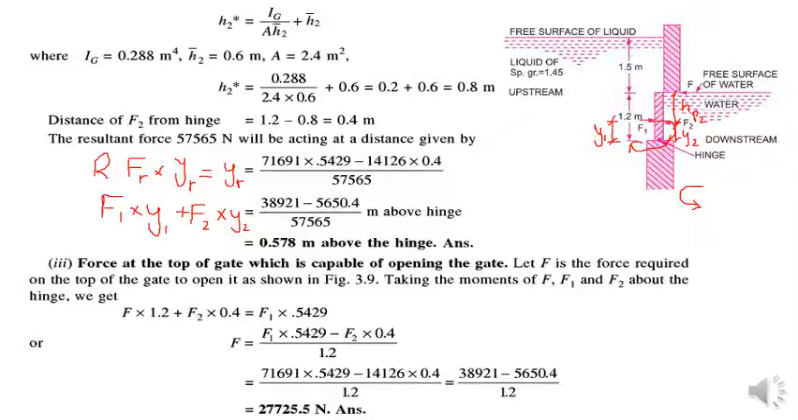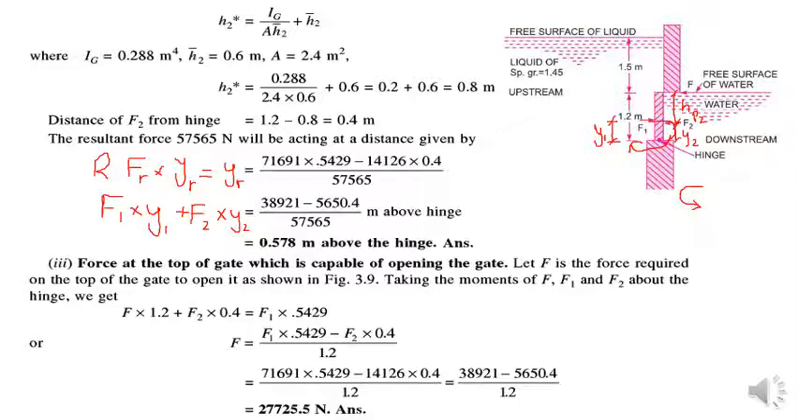Now the third one to be calculated is the force at the top of the gate which is capable of opening the gate. Let F be the force required on the top of the gate to open it, as shown if we look at this figure. This is the force applied just at the top of the sluice gate surface, so we represent it with F. So how to get this F?